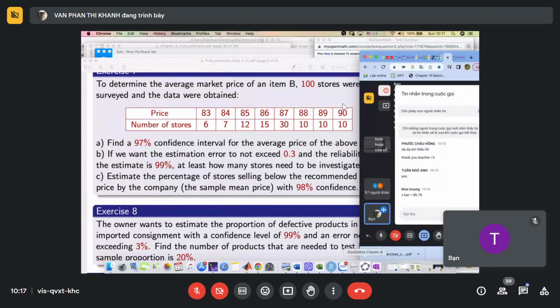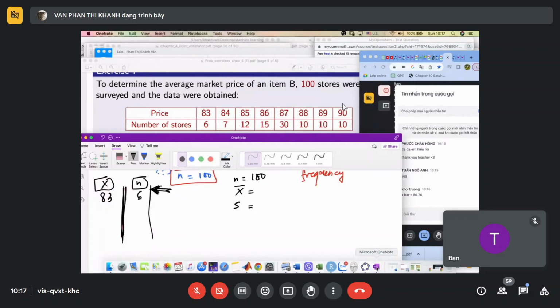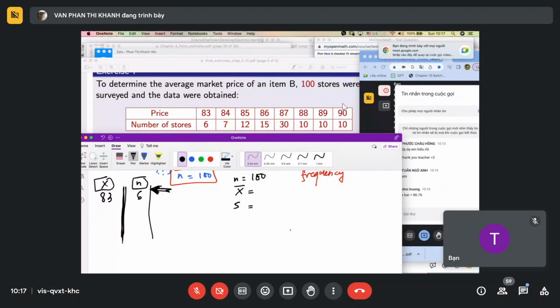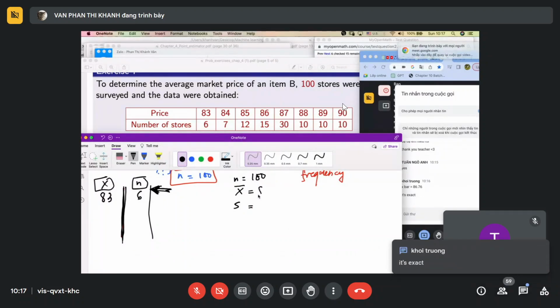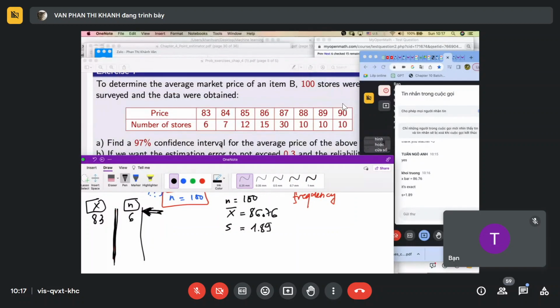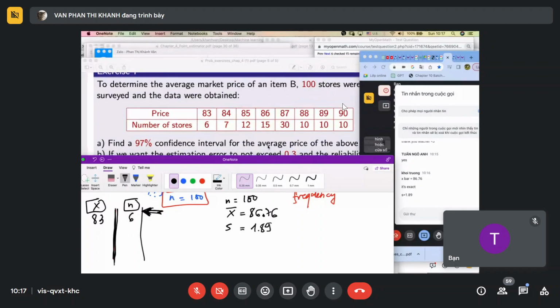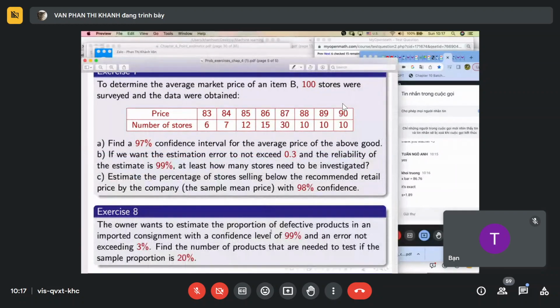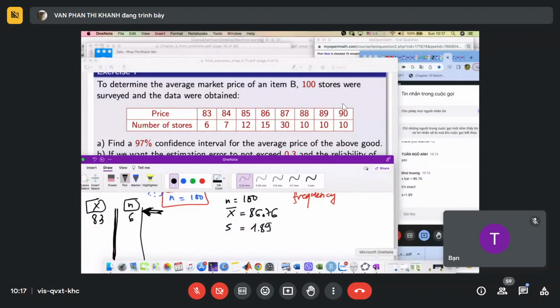Okay. So whether you round it or you don't round it, is it the exact value, right? Because n here, and what is s? 1.89. Thank you. So here is the 95% confidence interval for the mean, the average price. I think you can show it by yourself, because it's exactly the same.